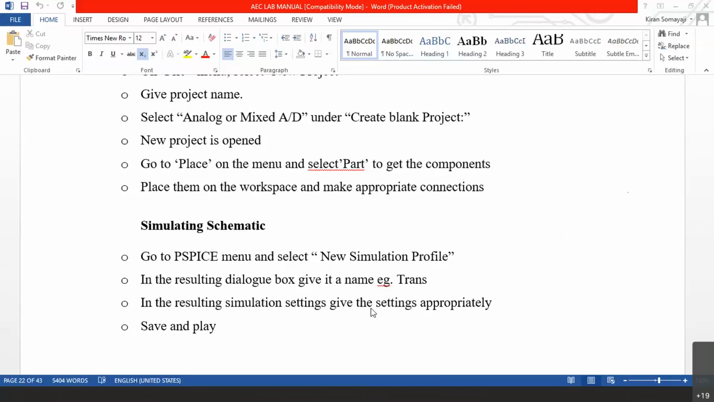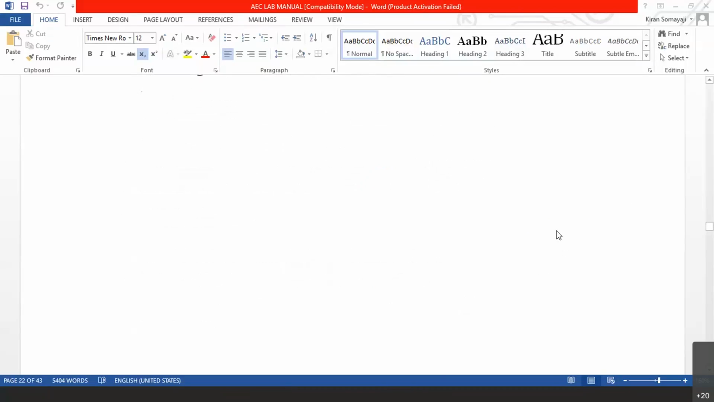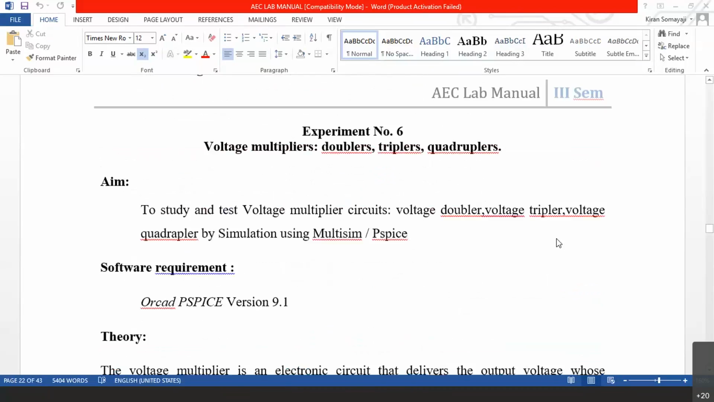Anyhow, here we are going to save the simulation profile and we are going to play. Once you play, the PSpice software is going to simply plot the output response, means output waveform. If it is a transient analysis, it is going to plot the output waveform on the screen and you can verify the output. This is the brief procedure about how to work with PSpice.